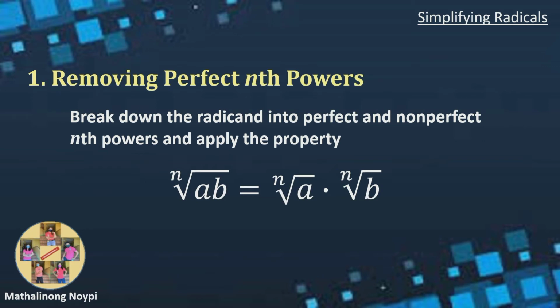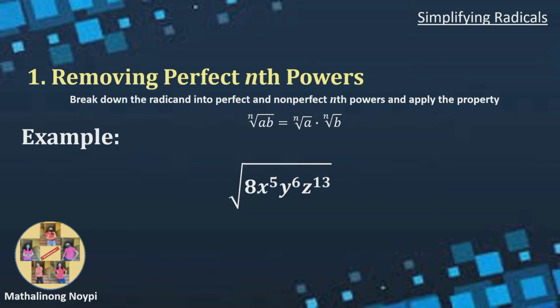First is removing perfect nth powers. To do this, we need to break down the radicand into perfect and non-perfect nth powers and apply the property: the nth root of AB is equal to the nth root of A times the nth root of B. For example, the square root of 8x to the 5th power, y to the 6th power, z to the 13th power.